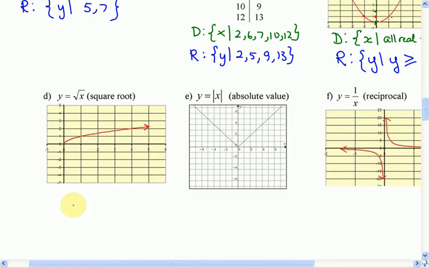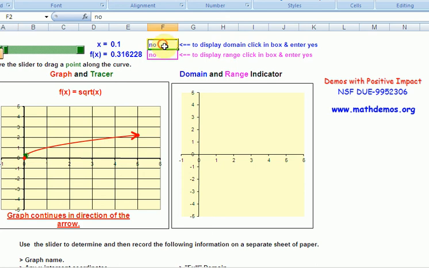Okay, x is bigger or equal to 0. Let's see if he's right. Don't write this down yet. Okay, let's see if he's right. Let's go do this, and I'm going to type in yes to represent the domain, and let's take a look as I move. Okay, as I move along, what happens?